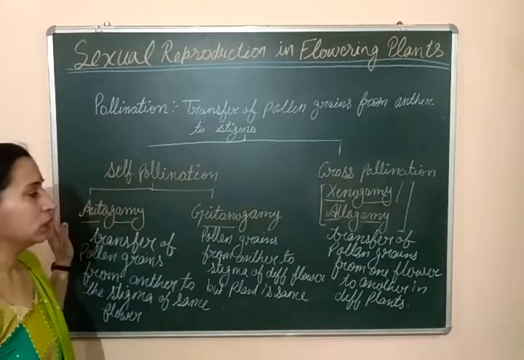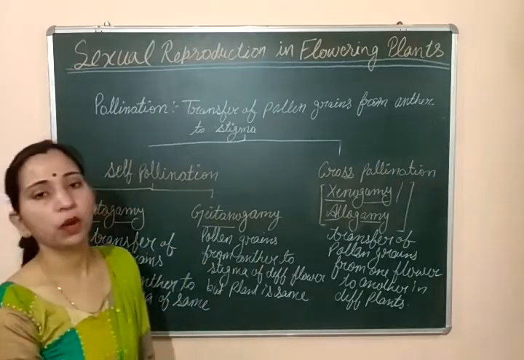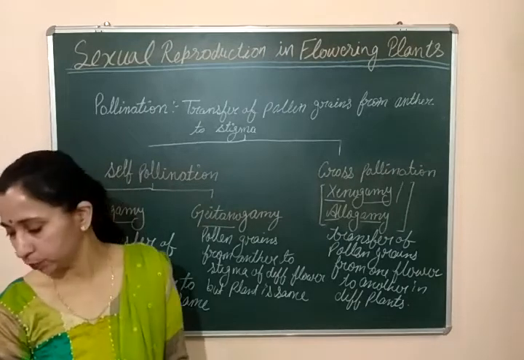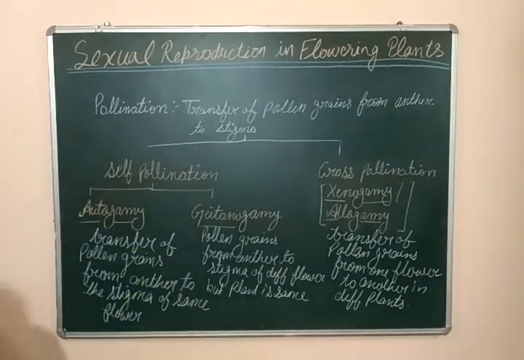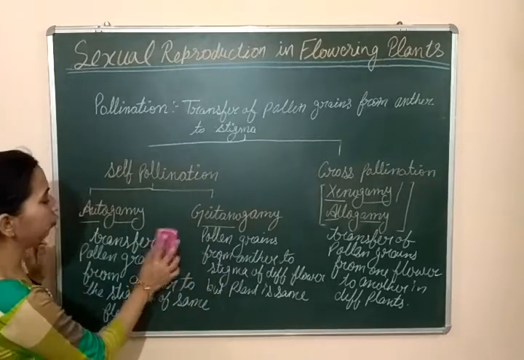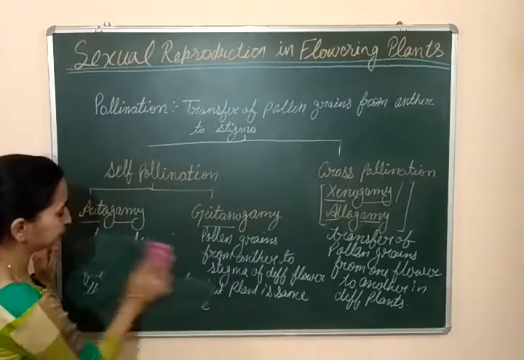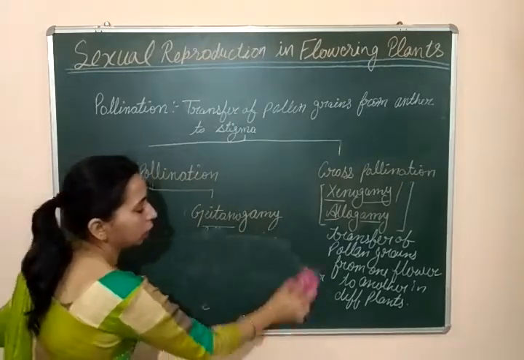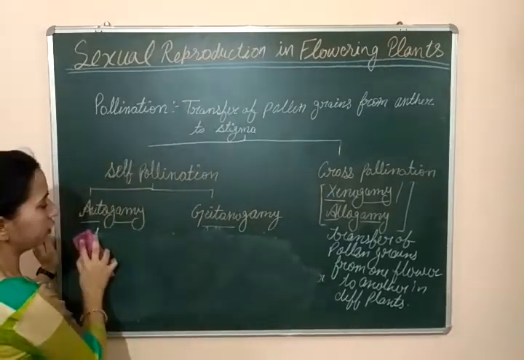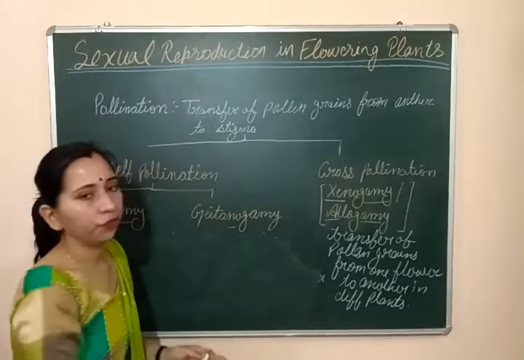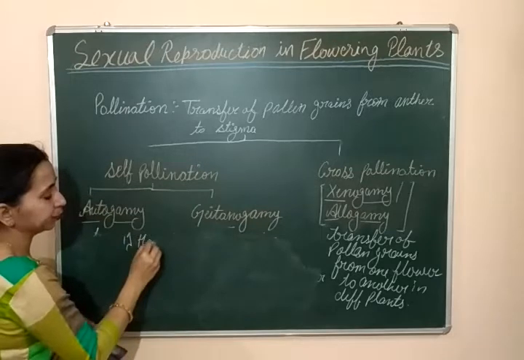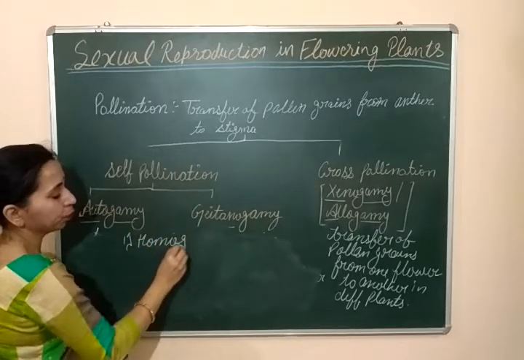Now we will discuss how plants adapt themselves for self-pollination. For self-pollination, plants adopt some different techniques or different adaptations. First one is homogamy.